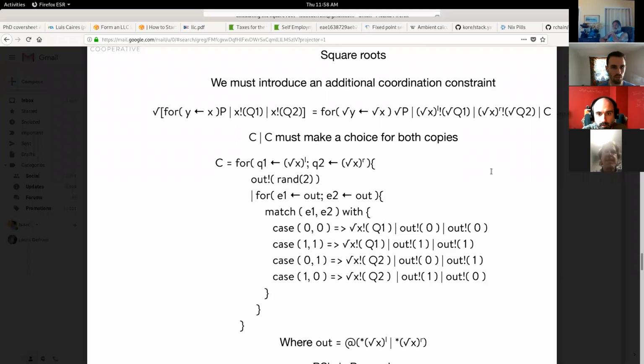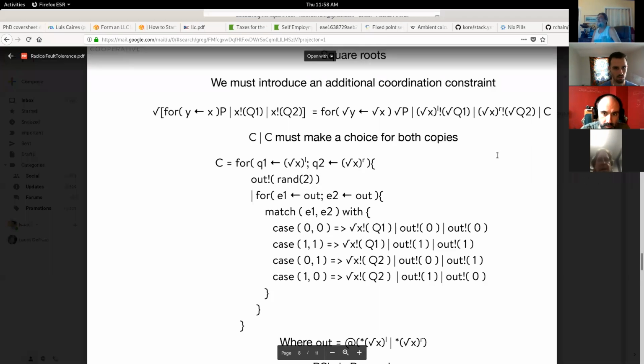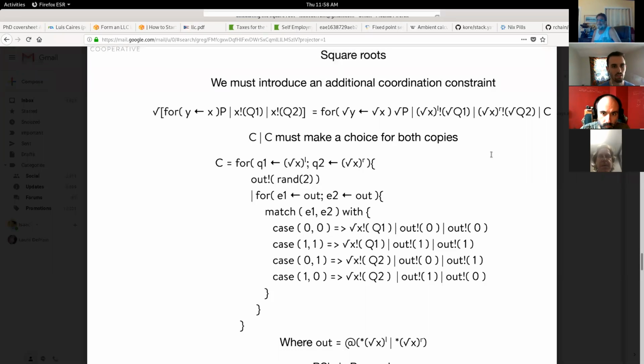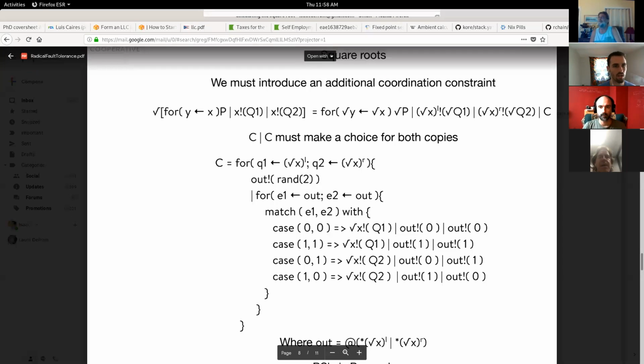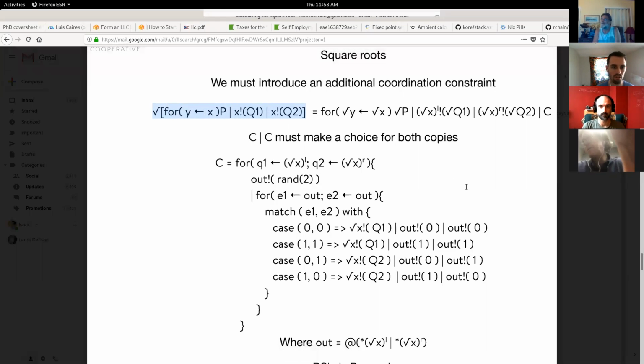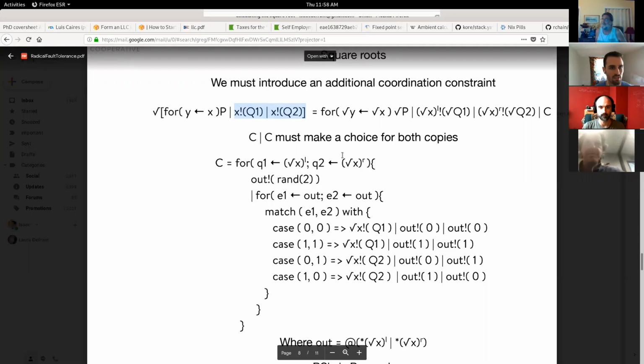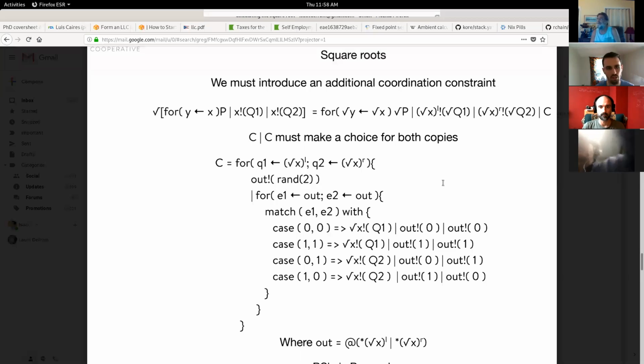Yeah, I see that. So we create this C from this input that we already have, right? Yeah, exactly. So this coordination process is somehow related to everything that's under this square root to begin with. Well, I guess really it's mostly just related to these two send processes, but it's all related anyways.